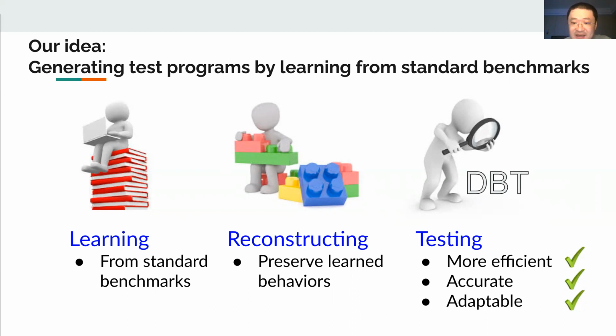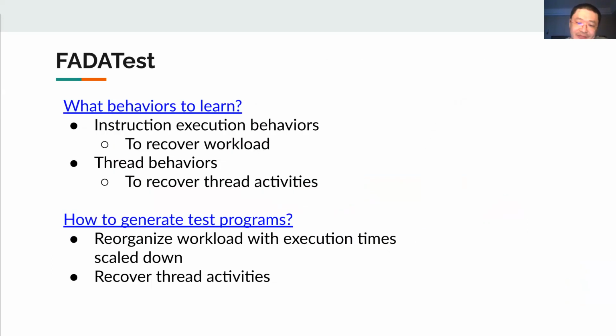Moreover, the testing effectiveness is very close to the original test benchmarks because the test programs can emulate the behaviors of the standard benchmarks. In addition, these test programs can be scaled up and down adaptively to fit different hardware platforms. Based on this approach, we design a testing framework called FADATest. Now, let's see how FADATest is designed.